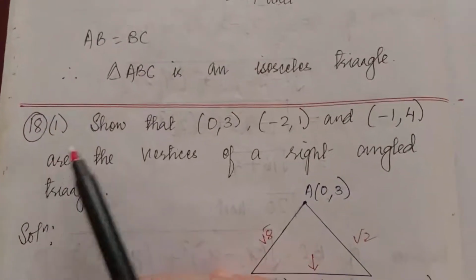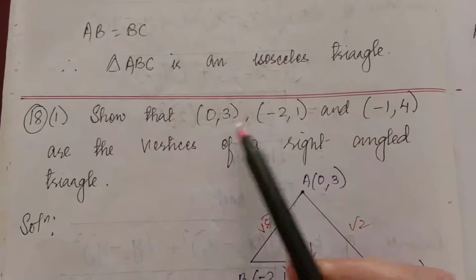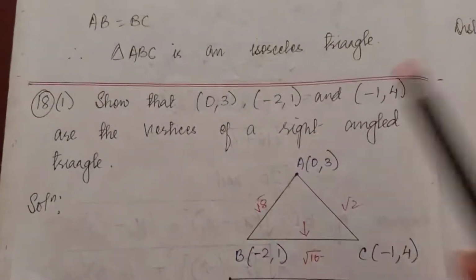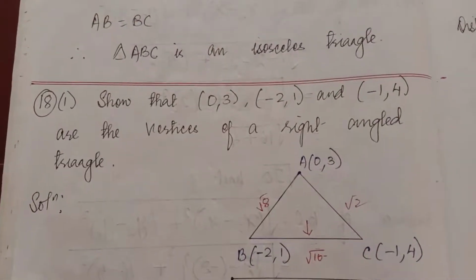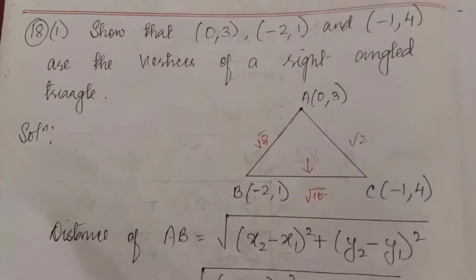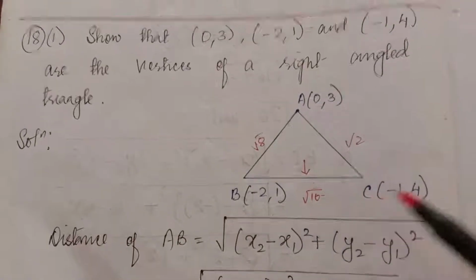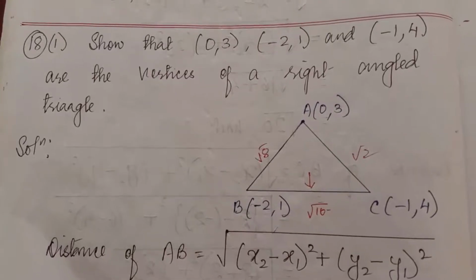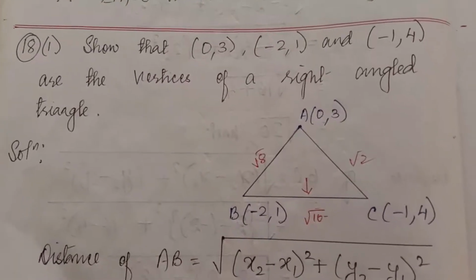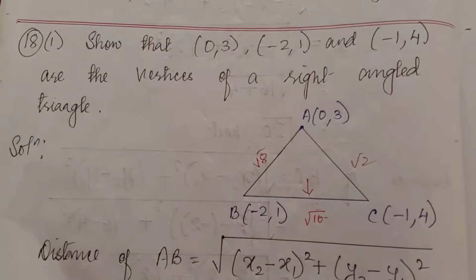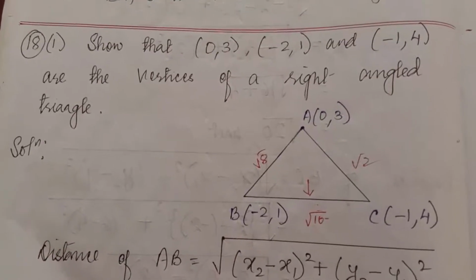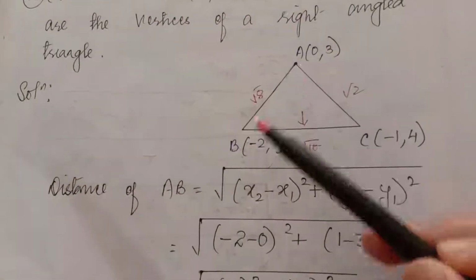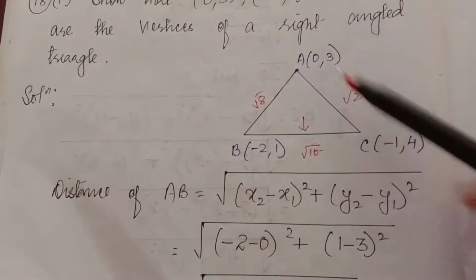Number 18.1 is to show that these 3 points are the vertices of a right angled triangle. So these 3 points form a right angled triangle. Here also we will find the distance of AB, BC and AC. How to prove whether the triangle is right angled or not? For that you have to apply the Pythagoras theorem. If the Pythagoras theorem is applicable here, then yes, the triangle is a right angled triangle. So first you have to find the distances AB, BC and AC.